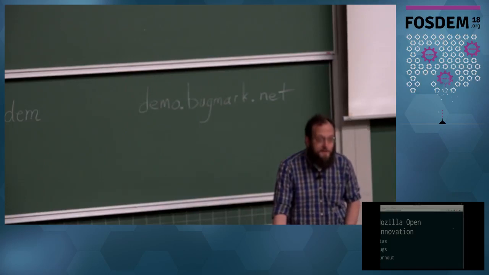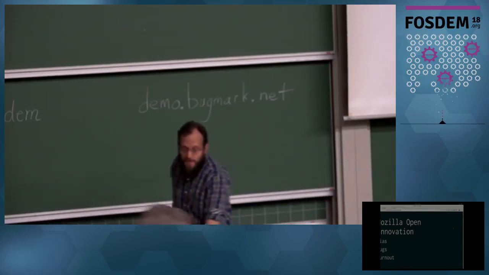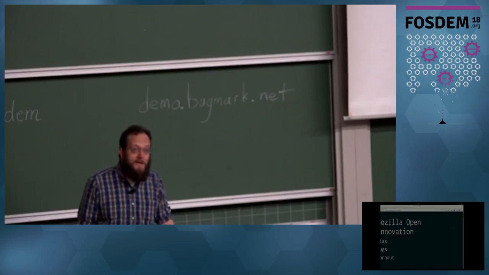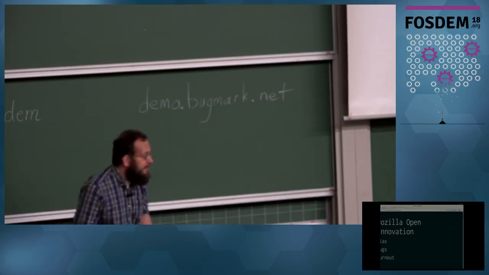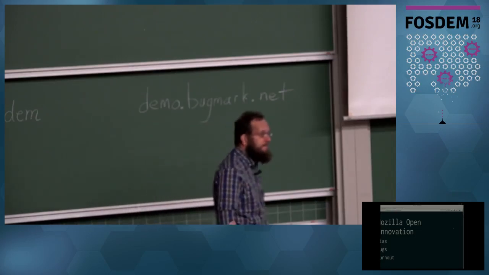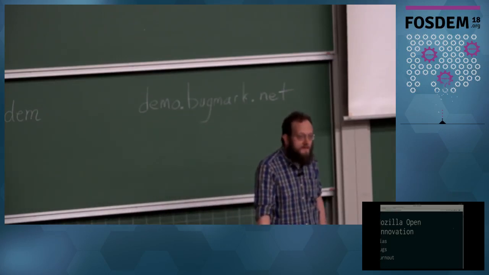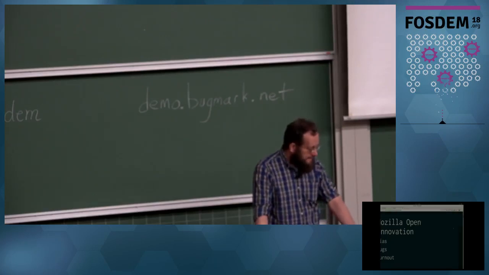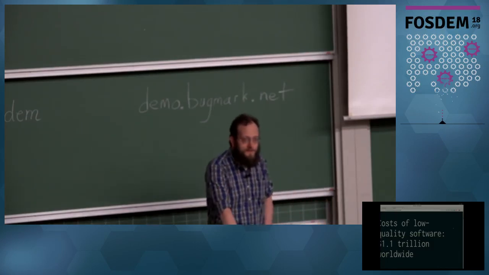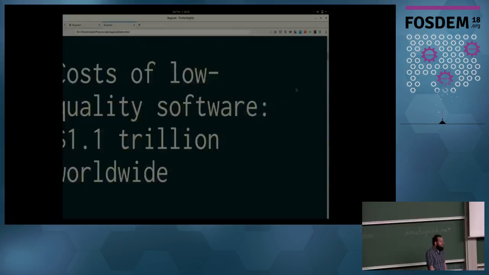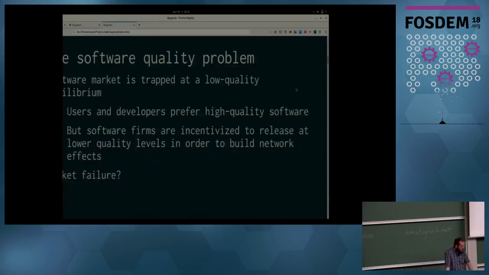All right, so the part of Mozilla that I'm with is Mozilla Open Innovation, and we work on making open collaboration on the internet work better. And three of the big problems that we're concerned with in open source software are bias, bugs, and burnout. So low-quality software turns out to cost about $1.1 trillion worldwide. This is bad. And you can think of it as a market failure.